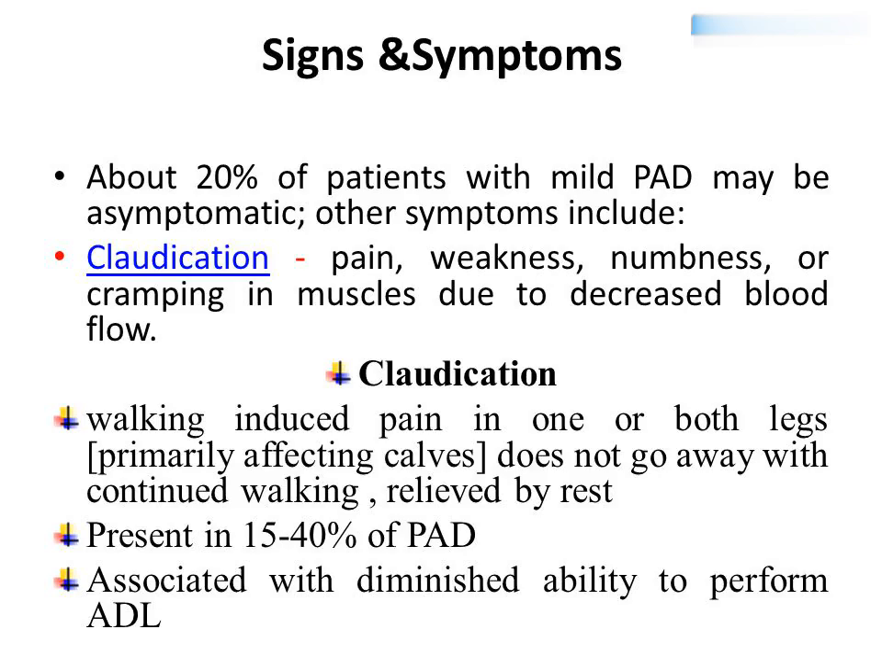Signs and symptoms. About 20% of patients with mild PAD may be asymptomatic. Other symptoms include claudication, pain, weakness, numbness, or cramping in muscles due to decreased blood flow. Claudication: walking-induced pain in one or both legs, primarily affecting calves, that does not go away with continued walking and is relieved by rest. Present in 15 to 40% of PAD. Associated with diminished ability to perform ADL.